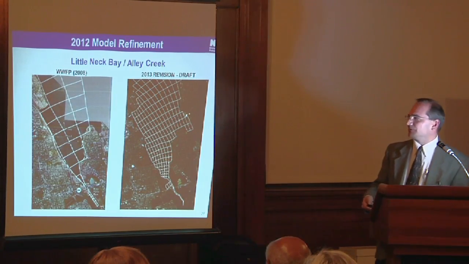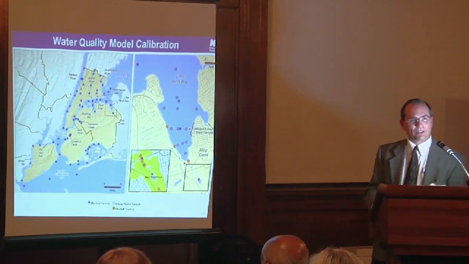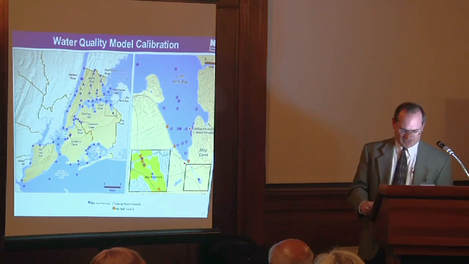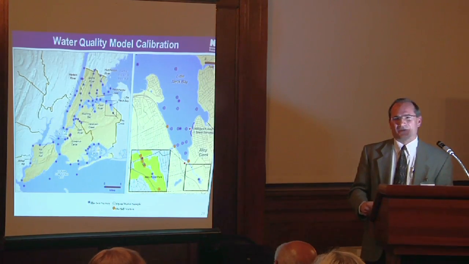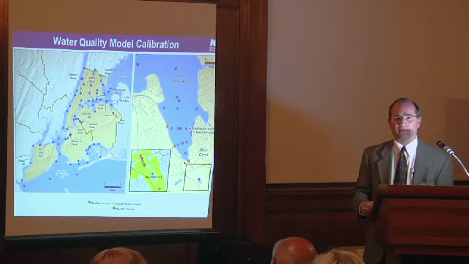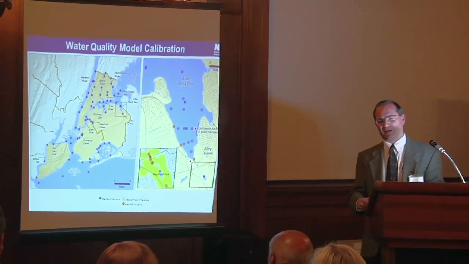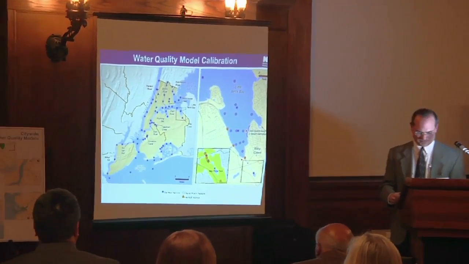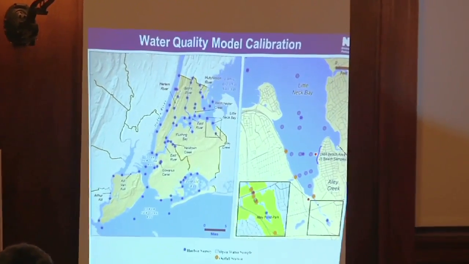Okay, so we have these great models. How do we know they're any good? Well, that's a very good question. So what we do is we compare the models to the data. We go out and measure data, and we compare the model calculation to what we actually measure. And that process is called calibration.